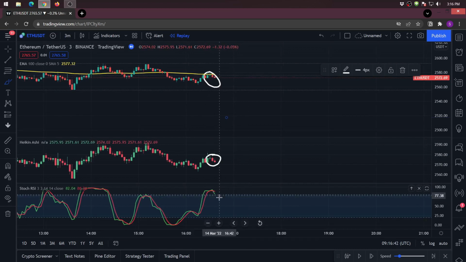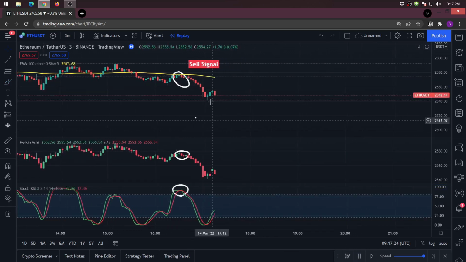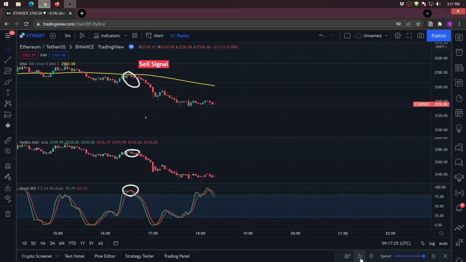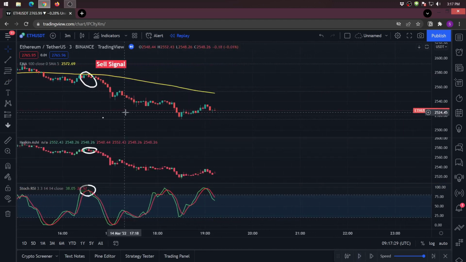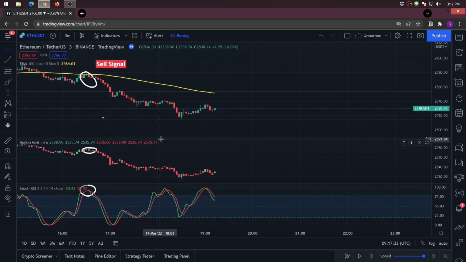After a few minutes you can see the red line successfully crossing the green line. So we get the 3 confirmations. So now we just take a short position because it's a strong sell signal. And if I see, you can see the price is going down. So it counts as another successful trade. So let's go with another example.